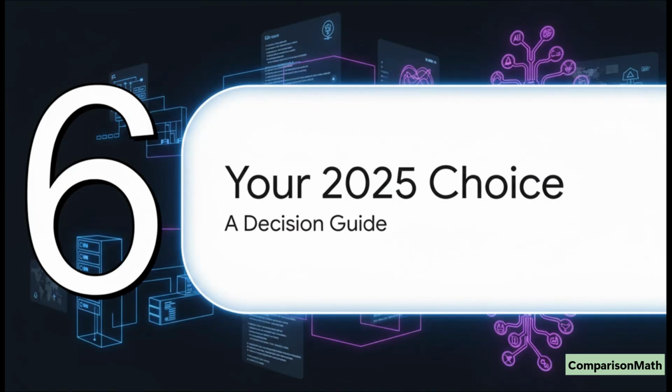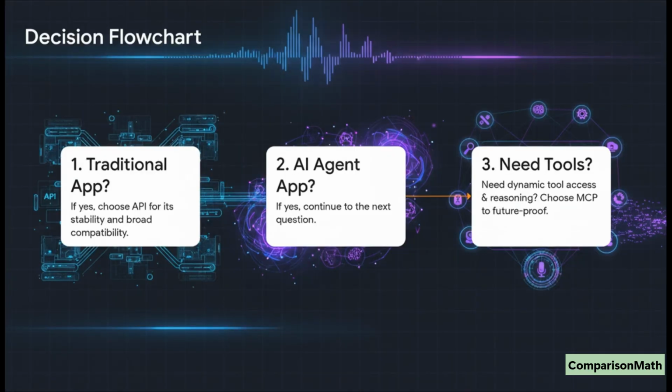Okay, let's put it all together into a really practical guide. As a developer, building something right now, today, which path should you take? Honestly, this decision flow is pretty much all you need. If your app follows those traditional patterns, you should stick with the stability of APIs. It just makes sense. But if you're building an intelligent, agent-like application that needs to reason and use a whole bunch of different tools, well, choosing MCP isn't just an option. It's how you future-proof your work.